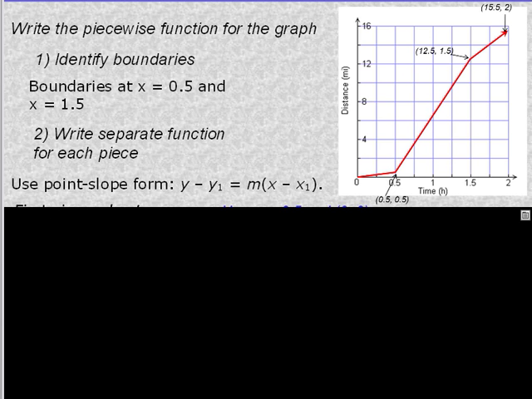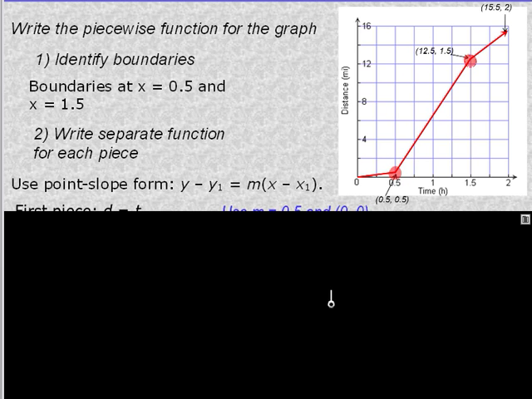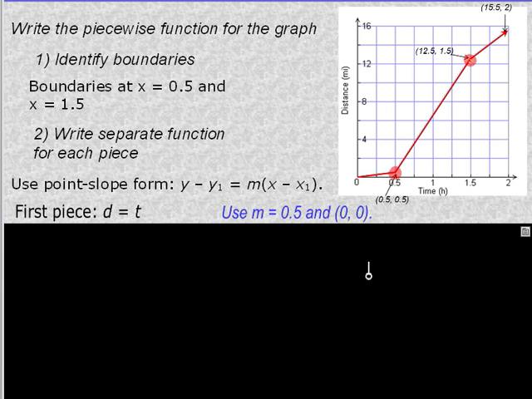So you can see we have a change here and a change here, and this is for the value. I know this isn't a very big graph, but this is 0.5. So you're looking for the value of x at that point. And this one, here's a transition, and this is 1.5. This is actually backwards. This is actually 1.5, 12.5.